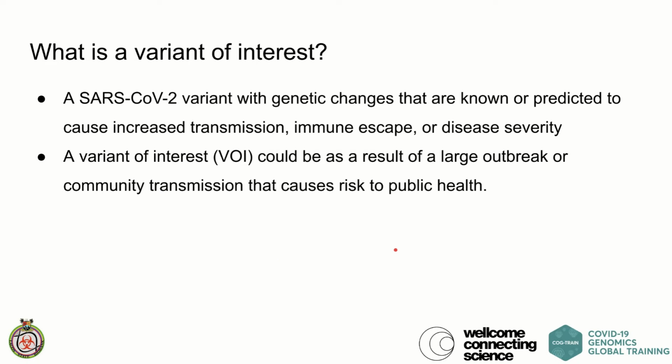So what do we know as variants of interest? A SARS-CoV-2 variant with genetic changes that are known or predicted to cause increased transmission, immune escape, or disease severity can be termed a variant of interest. What that means is when you notice a variant in an outbreak, and that outbreak probably has a distinct feature when you do genome sequencing. Maybe in the spike gene you have a mutation that you've tested or experimented on in a lab, and it shows in an animal model that this virus spreads within the population.